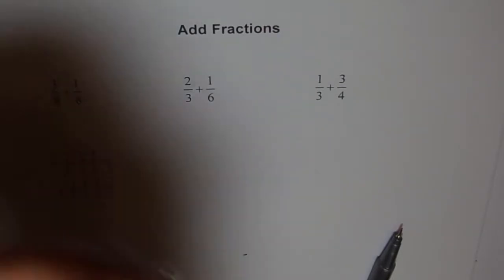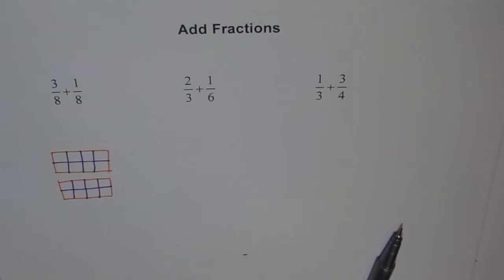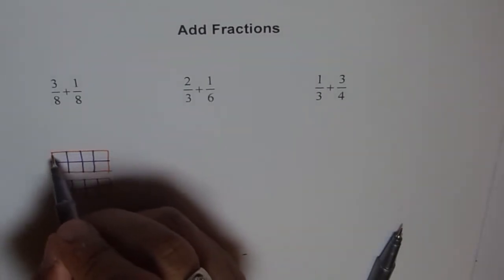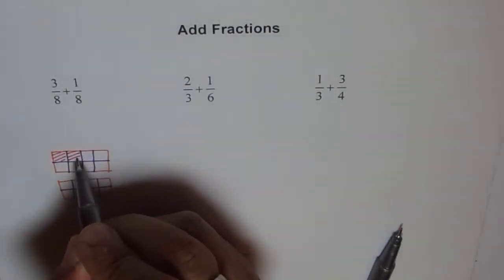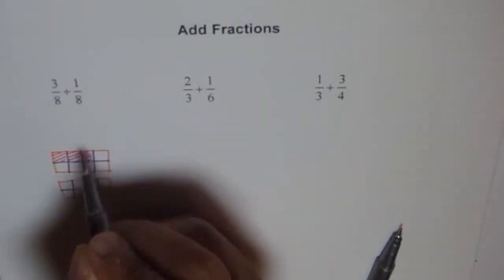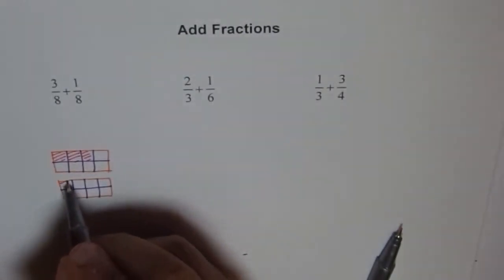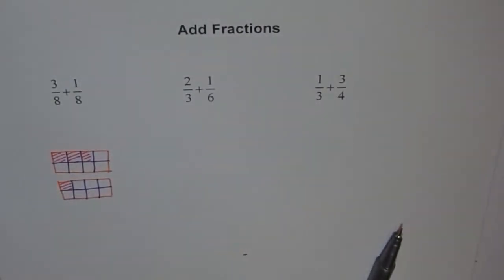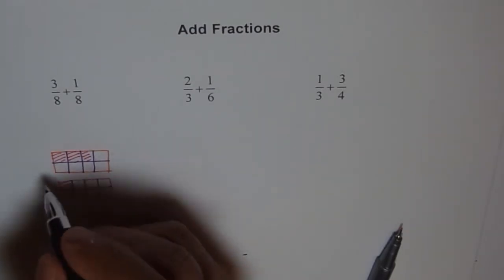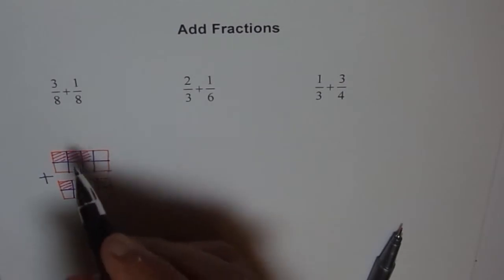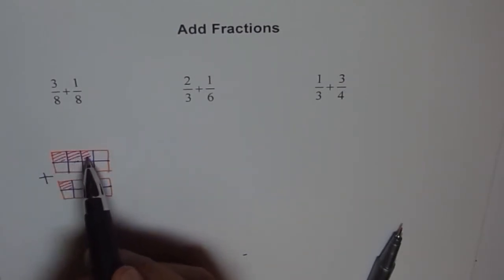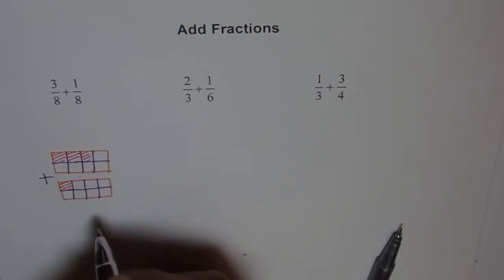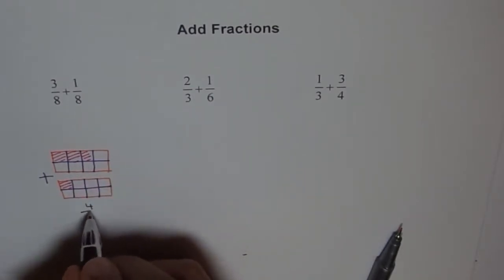And to show 3 over 8, what we can do is we can shade 3 for the first one. 1, 2, 3. And the second one is 1 out of 8. Correct? So if we add these two, let us say we want to add these two, right? If we add these two, then how many eighths do you have? 1, 2, 3, 4. Do you see that? So that represents 4 out of 8, right?